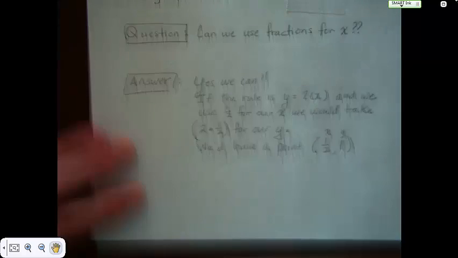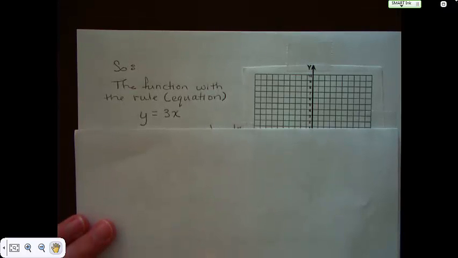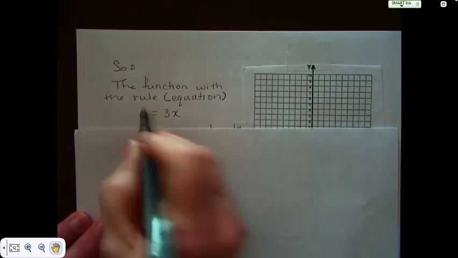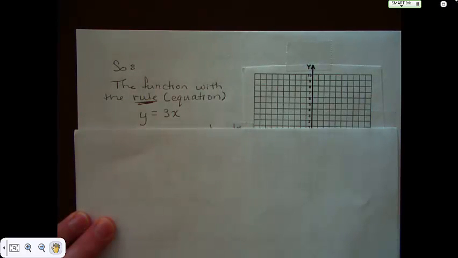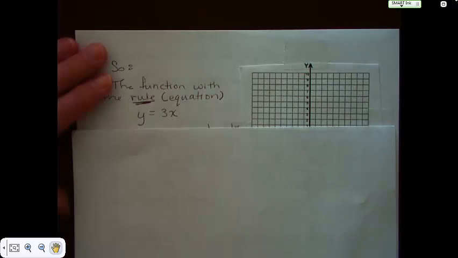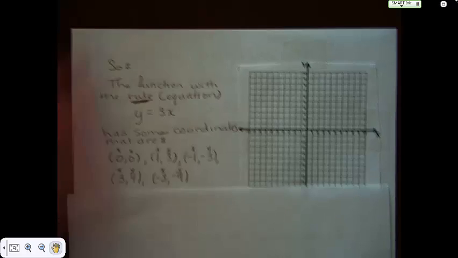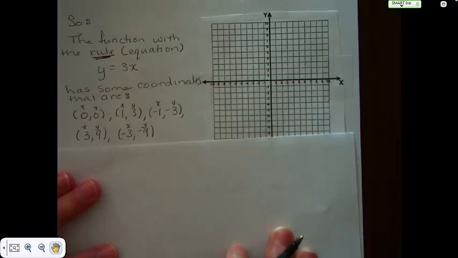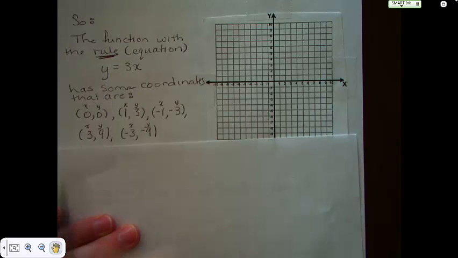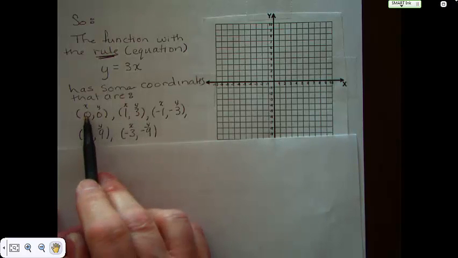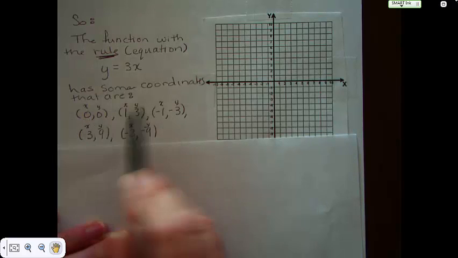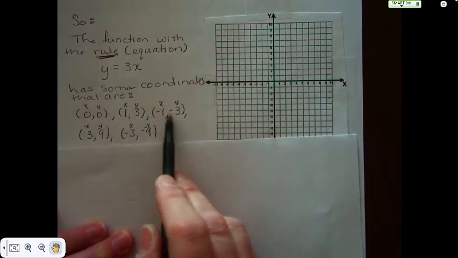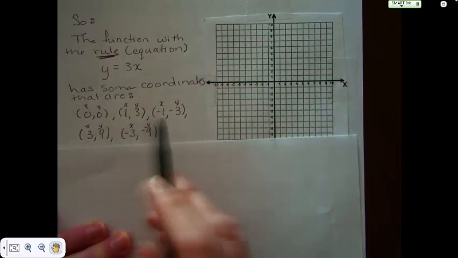So the function that we have here is y equals 3 times x. That's the function. It's the rule. I'll ask you often, what is the rule for this particular function? And the rule is y equals 3x. So some of the coordinates that you would have for that are right here. I had them on a previous page, so I carried them over to this page. You have 0, 0; 1, 3; negative 1, negative 3; 3, 9; and negative 3, negative 9.